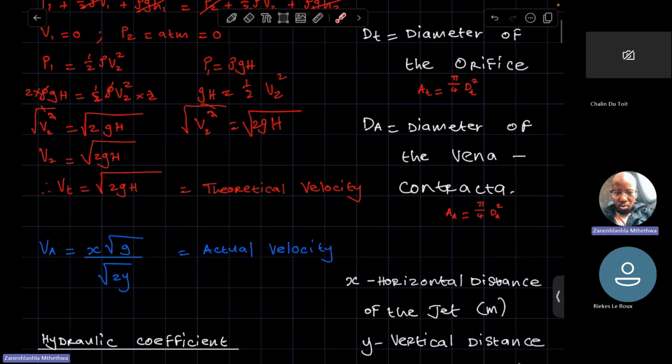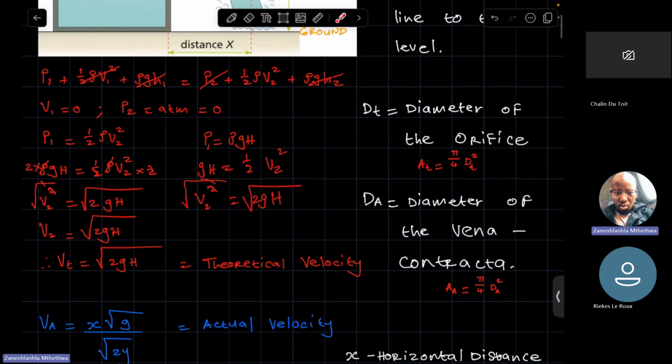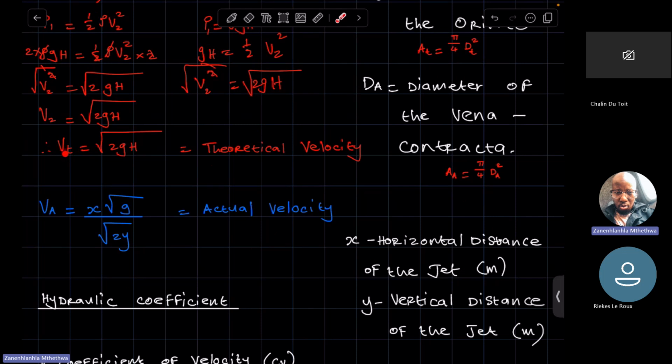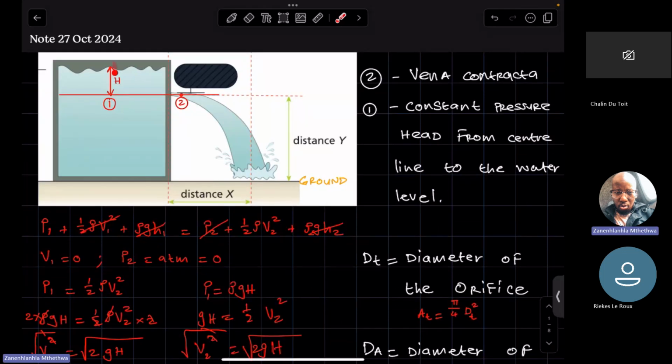Now, how we applied Bernoulli's here is from an ideal perspective, meaning that you didn't consider any losses. So this V2 is what is theoretical. And that is how we get the formula for calculating the theoretical velocity. So the theoretical velocity of the fluid or of the jet is equal to the square root of 2gh. This h here refers to the column of fluid above this point.